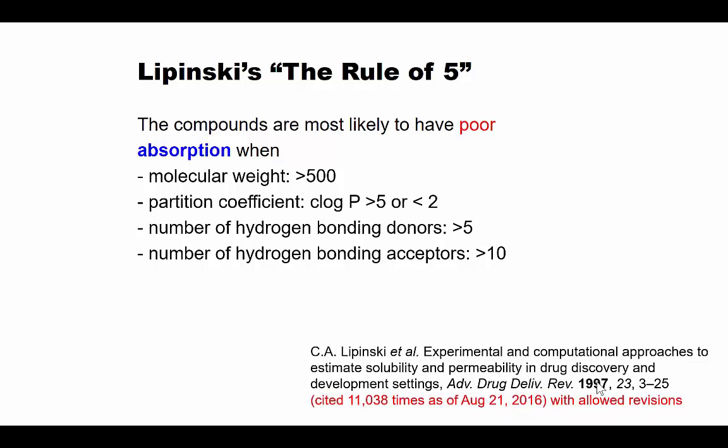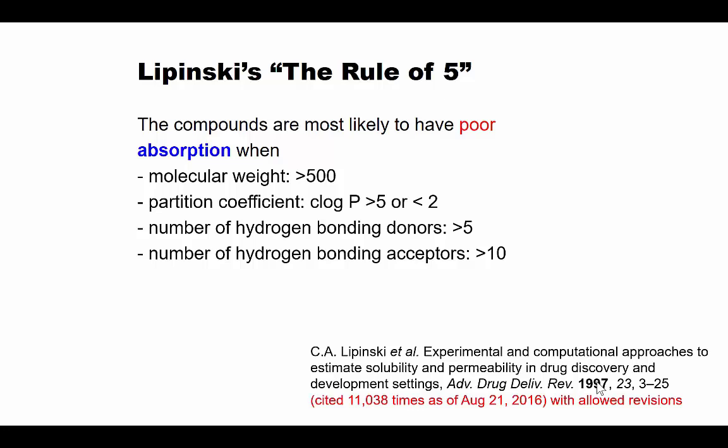And this rule was originally published in 1997 in Advanced Drug Delivery Reviews. This single review paper has been cited more than 10,000 times. If one paper has been cited more than 10,000 times, it may have quite a good chance of getting the Nobel Prize. And interestingly, this paper is so popular that it has been allowed to make revisions. It seems multiple versions of revisions of this original paper have been updated.